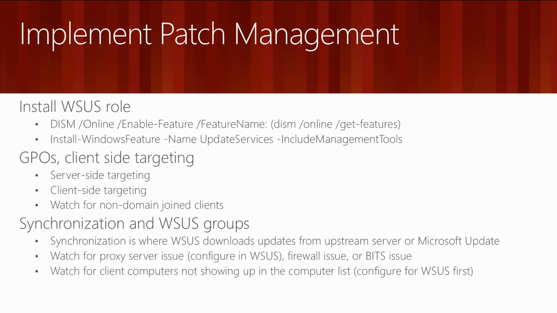Synchronization in WSUS groups. So when they say synchronization, that means the WSUS server is going out to get updates, either from the Microsoft Update site or from a parent WSUS server, an upstream server. The one thing I'd say for troubleshooting is proxy server issues. You've got to configure that in WSUS if you have a proxy server issue. Firewall issues, you've got the Windows firewall running. The basic troubleshooting, right? And then BITS. It uses BITS to do the transfer. So if the BITS service isn't running or something like that, that'd be a good exam item there.